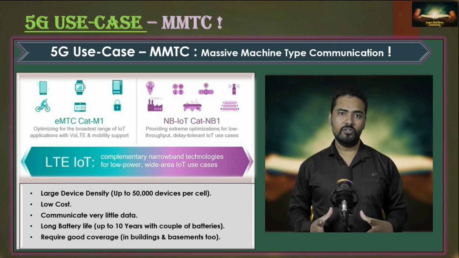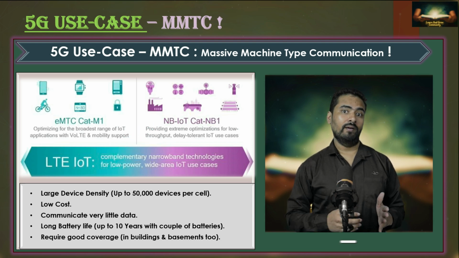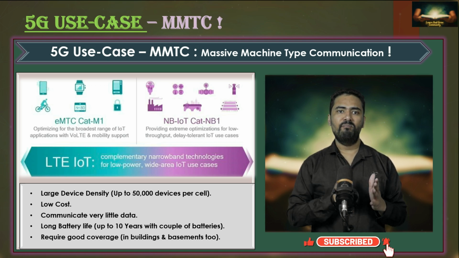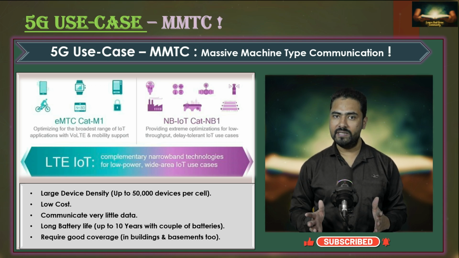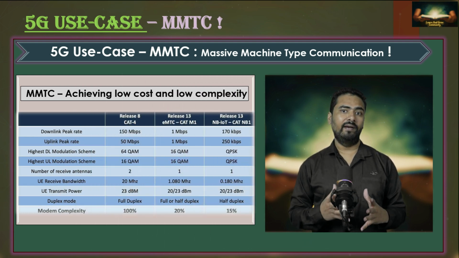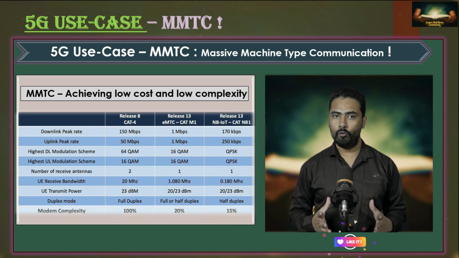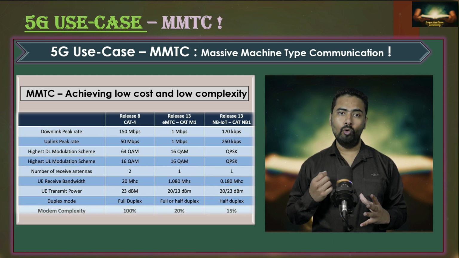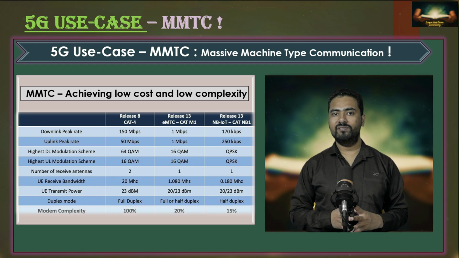The mMTC features based on 5G NR are still evolving. So, for the time being, these two technologies mainly cater to the demand of mMTC use cases. Now, let's look at the key principle behind eMTC and narrowband IoT. The first goal in mMTC is to design a low complexity and low cost device.